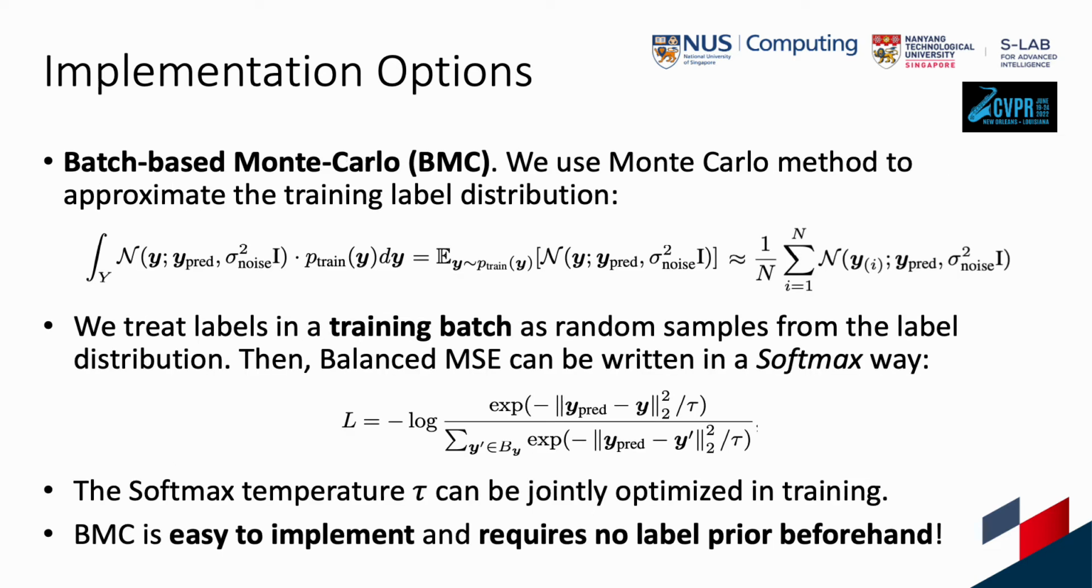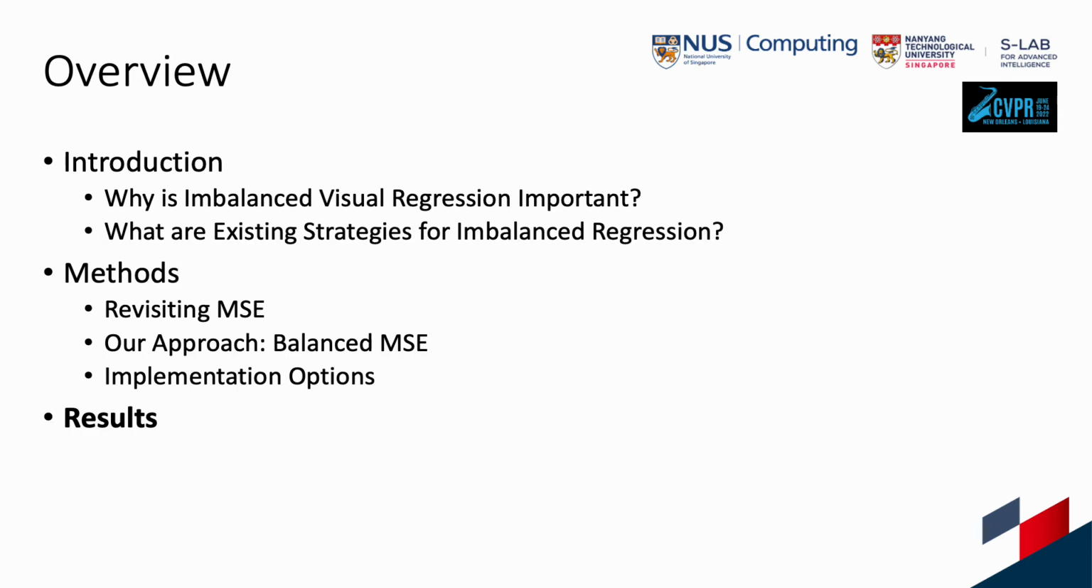For the numerical solution, we use the Monte Carlo method to approximate the training label distribution. We treat labels in a training batch as random samples from the label distribution. Then, balanced MSE can be written in a softmax way. Most importantly, this loss function is easy to implement and requires no label prior beforehand.